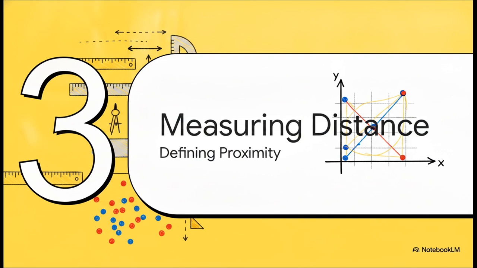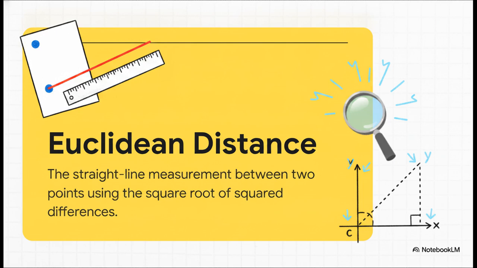Section 3. Measuring distance between points. Now, you might have caught that step 1 was compute distance, but how does a computer actually measure the distance between two dots on a graph? It turns out there are a few different ways to pull this off, and picking the right one is absolutely crucial. The absolute most common method is called Euclidean distance. Think of this as taking a physical, straight ruler and drawing a direct line between two dots on a piece of paper. It is the shortest, straightest possible path.